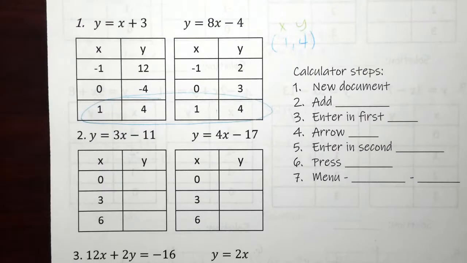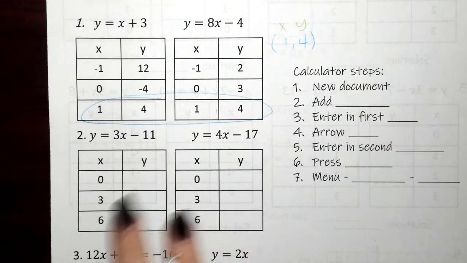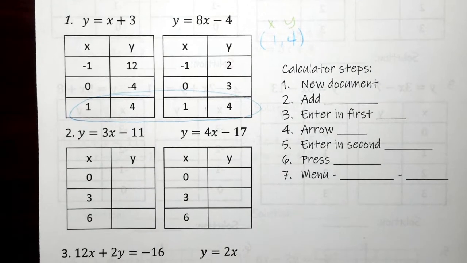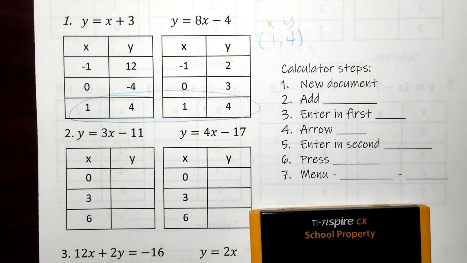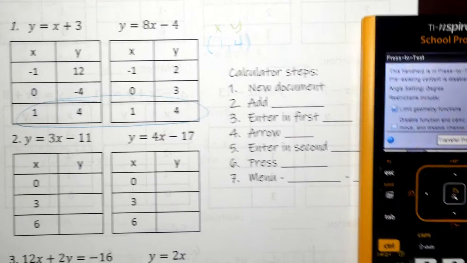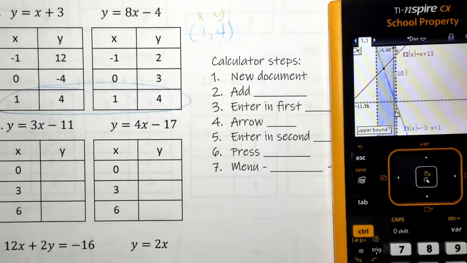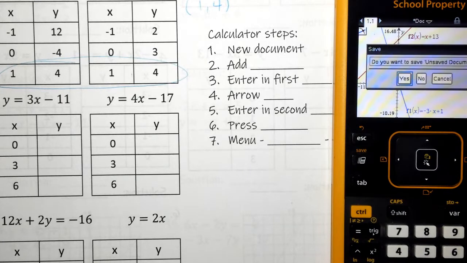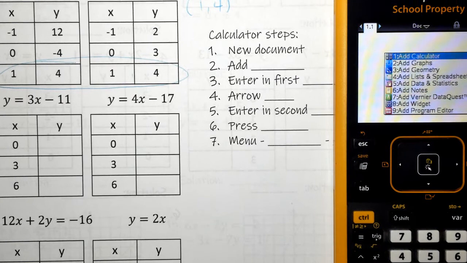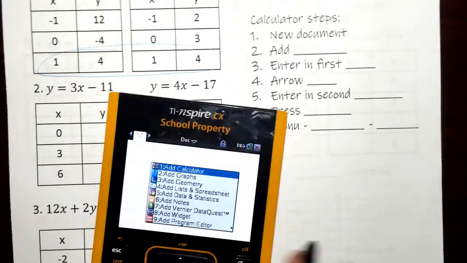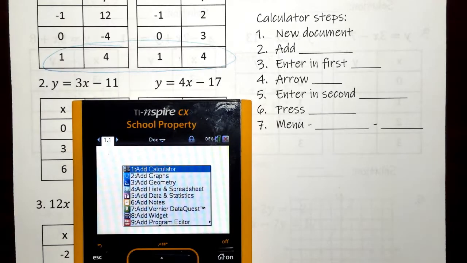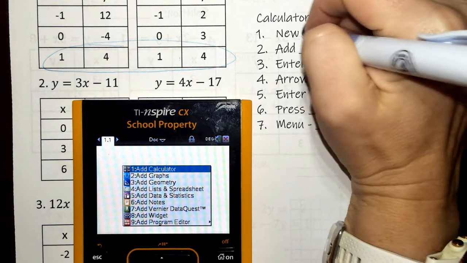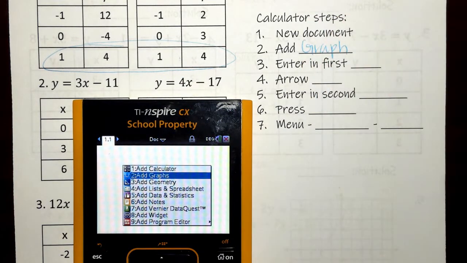If we're just given the equations and we don't have any information about the table, we can put it into our calculator. So let's follow our calculator steps here. Let's see if I can see this all together. Okay, we are going to go to New Document, and we're not going to save anything, and we want to add a graph.